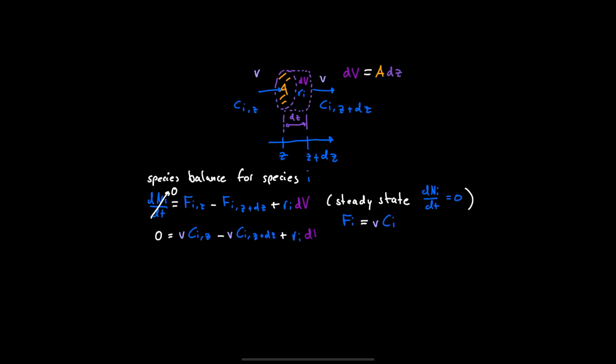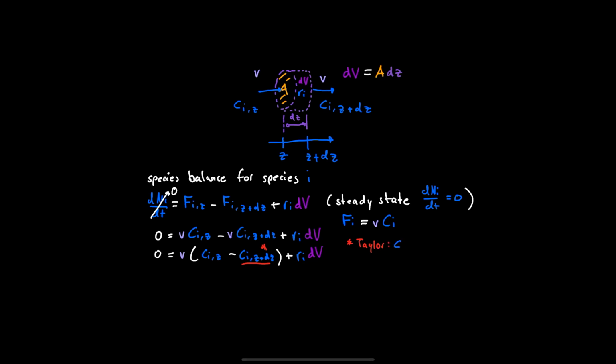times dV. So on the following step, we will factor out our volumetric flow rate V. So V, and in parentheses, Ci at position C minus Ci at position C plus dc, plus reaction rate of the species I times dV. So for this term we will use Taylor expansion.